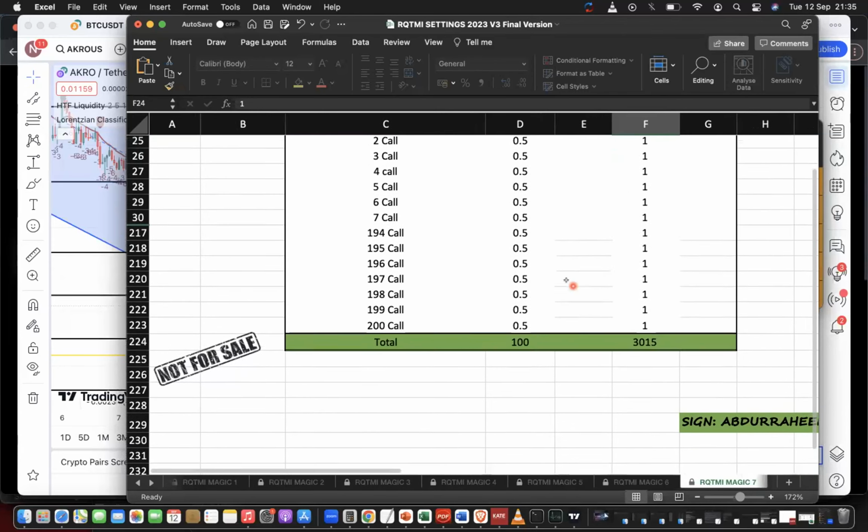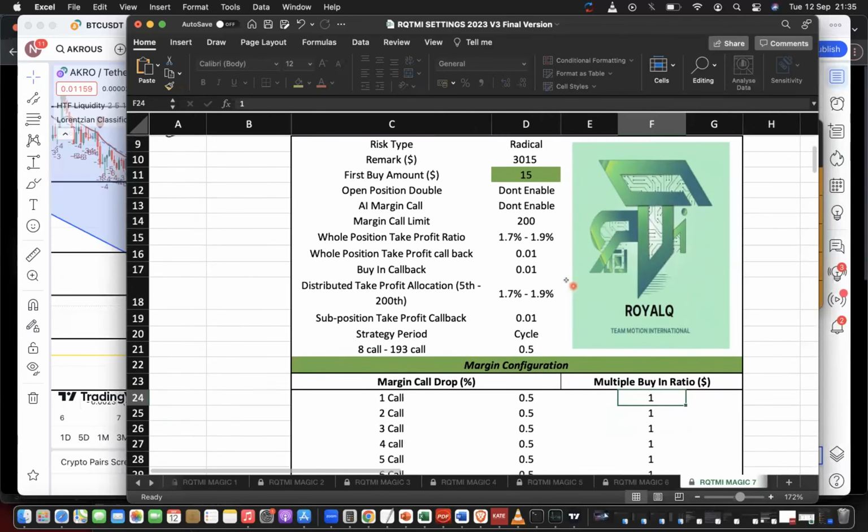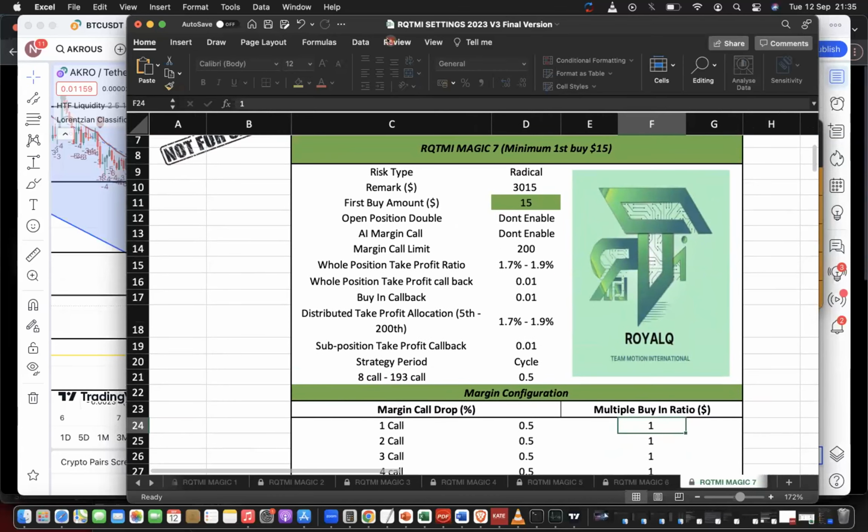Does anybody have any question about the autopilot settings that I just went through? Because everybody here is going to get $3,000 sometime down the road. It doesn't matter when, you're going to get it and put it into RoyalQ. Please just let me know if you don't understand anything here.